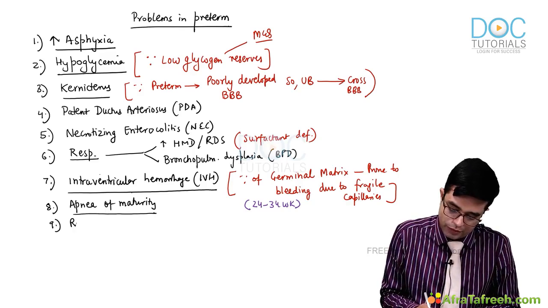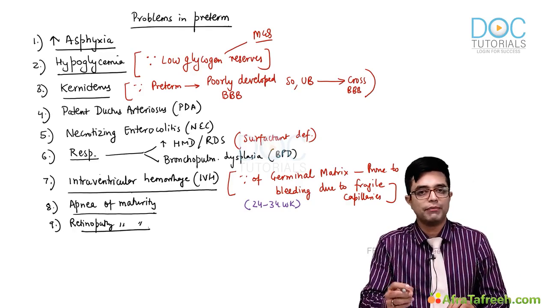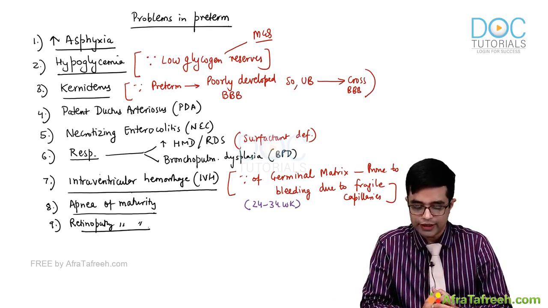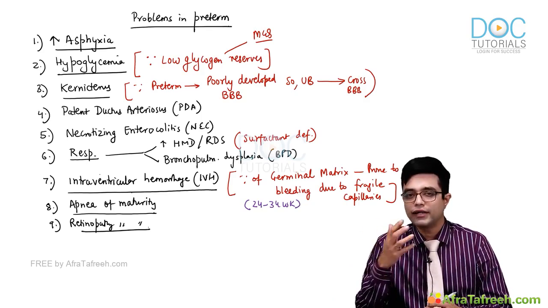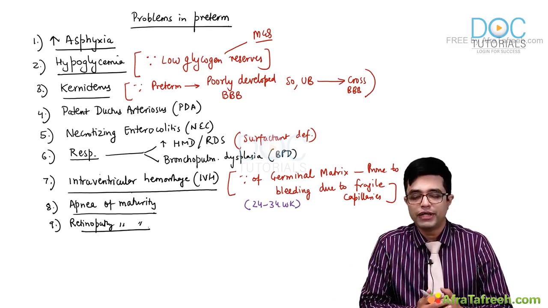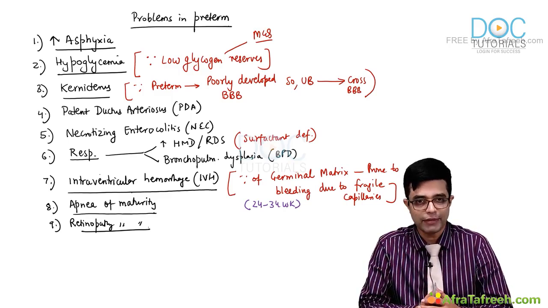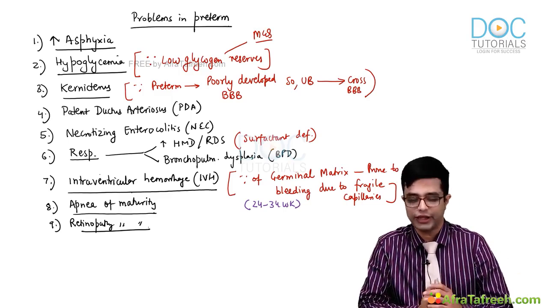They have a problem called retinopathy of prematurity. The details of retinopathy of prematurity have been discussed in a separate module. You can have a look at it later. Retinopathy of prematurity is a condition where the fragile capillaries in the retina of preterm babies, when exposed to high oxygen concentration, are damaged, followed by neovascularization, which causes blindness in the child.